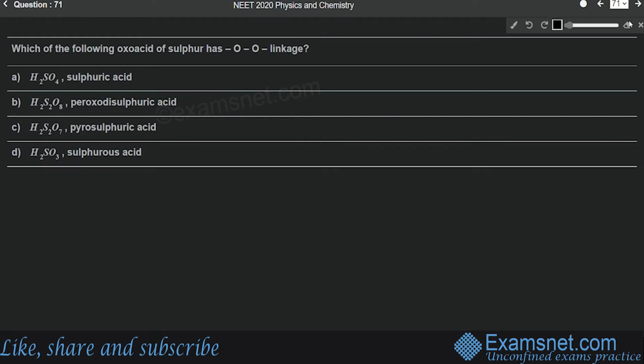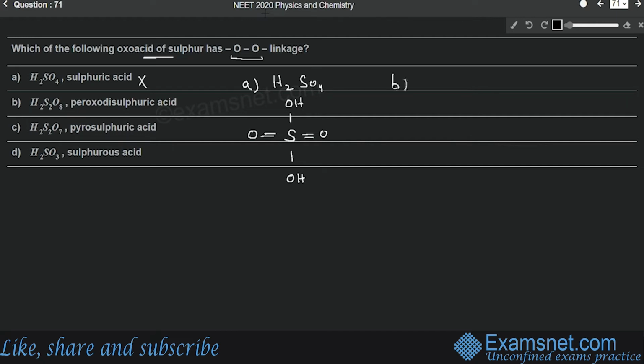Question number 71 is from the P block elements, and the question is, which of the following oxoacid of sulfur has oxygen-oxygen linkage? So here are the options. We'll check one by one. Okay, so the first one is sulfuric acid, that means H2SO4. So let's check the structure of sulfuric acid. This is sulfur. Here we have OH, then again an OH, then sulfur oxygen double bond, and one more double bond. Okay, so can you see any oxygen oxygen linkage here? No. So first option cannot be the correct answer.